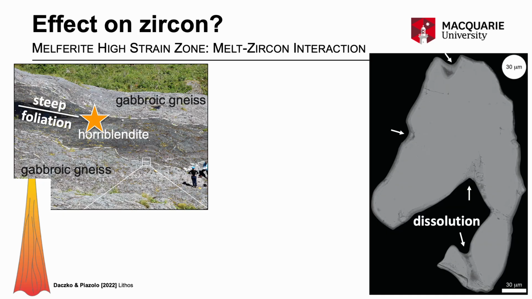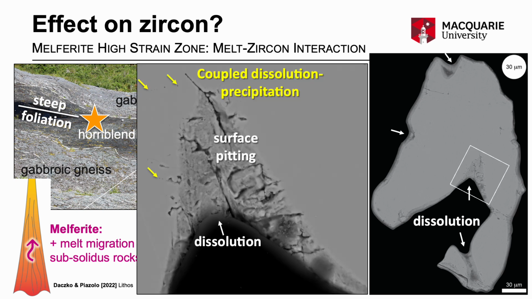zones. Zircon grains from the melphorite high-strain zones show highly irregular shapes, consistent with dissolution of parts of the grains from multiple sides. The surface of these dissolved regions shows a pitted texture that connects to internal microstructures that include fine porosity in trails.